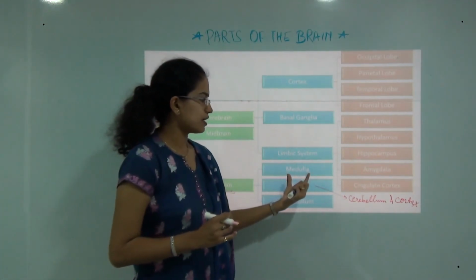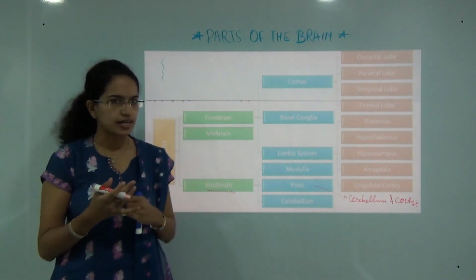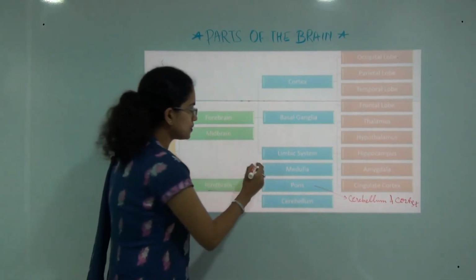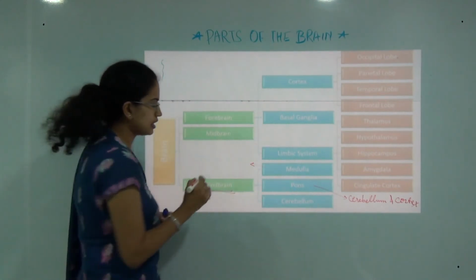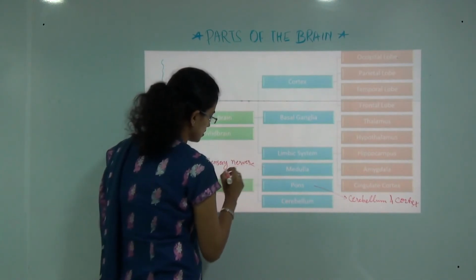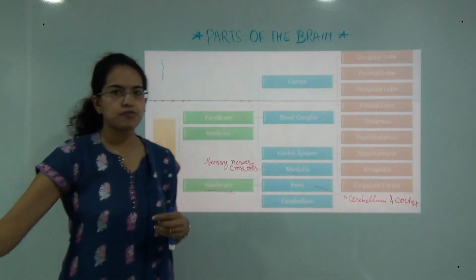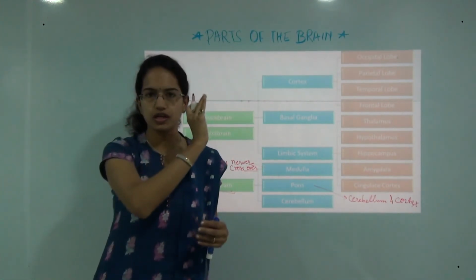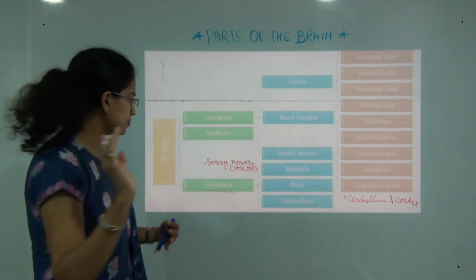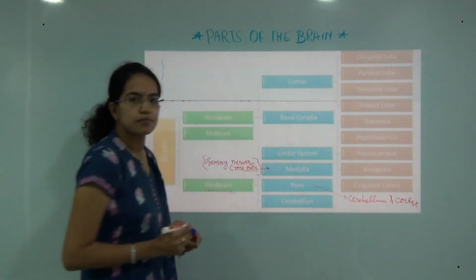Now let's come on to medulla. Medulla is an important part of the brain which basically deals with activities like heart rate, swallowing, and breathing. Okay. The most important part of medulla here is that you have sensory nerves that cross over. What does this mean? For the left part of the body, the information goes to the right brain, and for the right part of the body, the information goes to the left part of the brain. So the sensory nerves cross over in medulla.